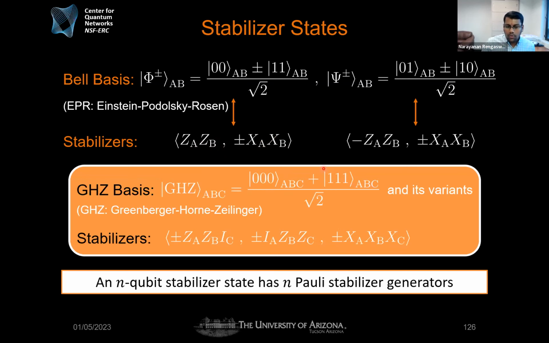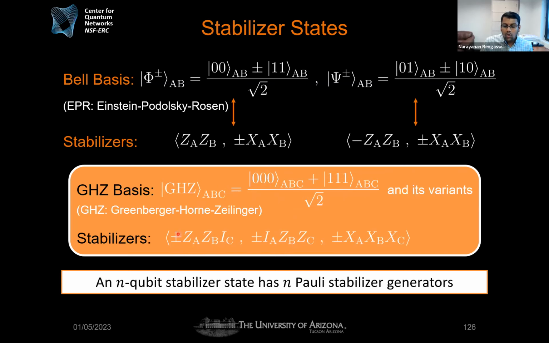Okay, now we can go from 2 qubits to 3 qubits, and then we end up with the so-called Greenberger-Horne-Zeilinger, or the GHZ state. So the standard GHZ state is just 000 plus 111. And for this particular state, the stabilizers are Z Kronecker Z Kronecker I, I Kronecker Z Kronecker Z, and X Kronecker X Kronecker X. But there can also be variants of this GHZ state, and there are 7 other variants. And those are stabilized correspondingly by changing the combinations of signs here.